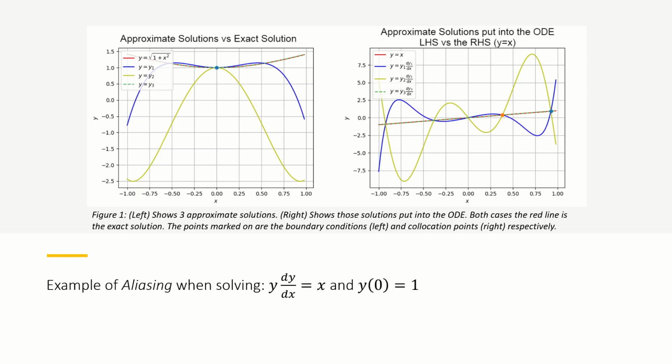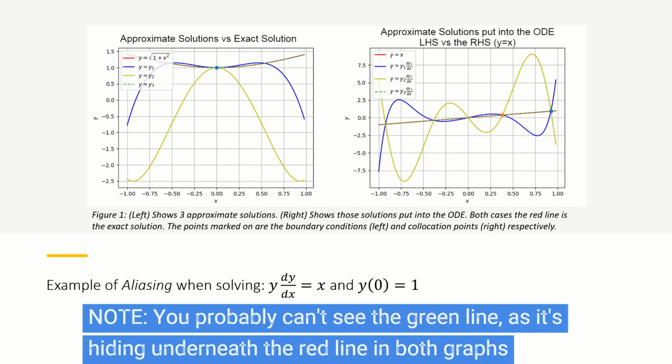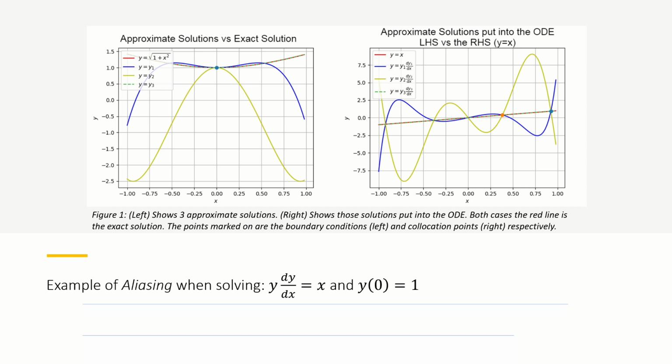So let's have a look at an example to illustrate this. So here we're solving the ODE y dy by dx equals x. It has exact solution, which I plotted in red. Now, by using spectral methods, we get three other solutions plotted in yellow, blue and green respectively. We see that the green solution is a really good approximation of the red line, whereas the other two are pretty bad. Nevertheless, they all go through the boundary point, which is marked in blue on the left, and when we put the three solutions back into the ODE, we see that all three go through collocation points, which are marked in orange and blue respectively. So we've got three solutions, but only one of them makes sense.